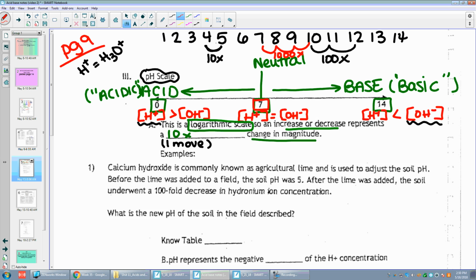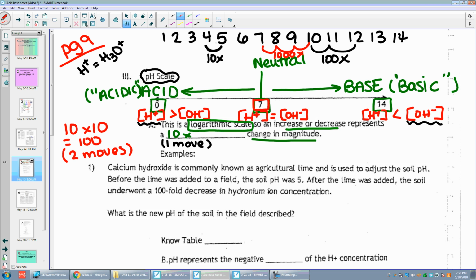So what am I doing? All I'm really doing is 10 times 10. 10 times 10 equals 100. So it's 100 times move if it's 2 moves. Each move on the pH scale represents 10 times.